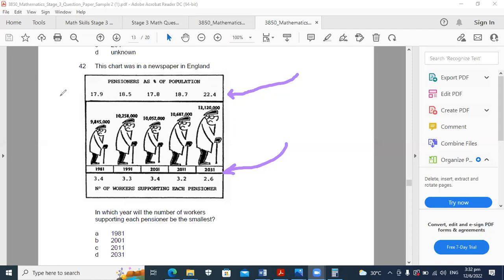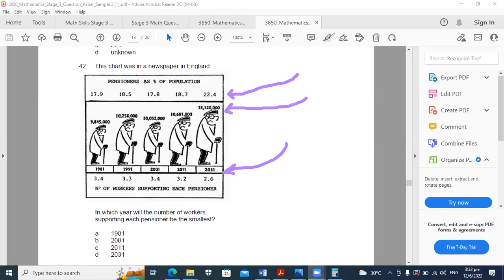All right, so what this is saying is that the percentage, the number of old people per population, is going up, as you can see. 17, 18, 17, well, it fluctuates there, 18 and 22. And these values here, you see these values? These are the actual population of persons living in the country.